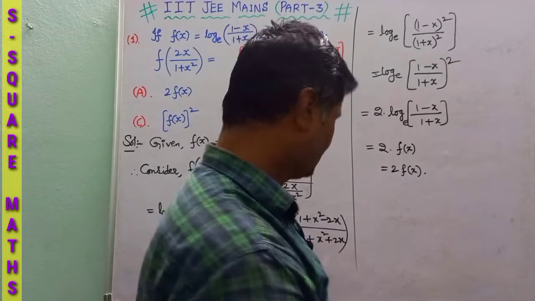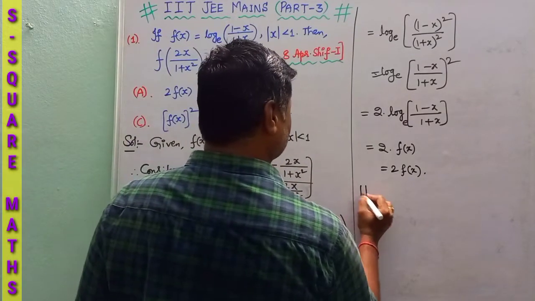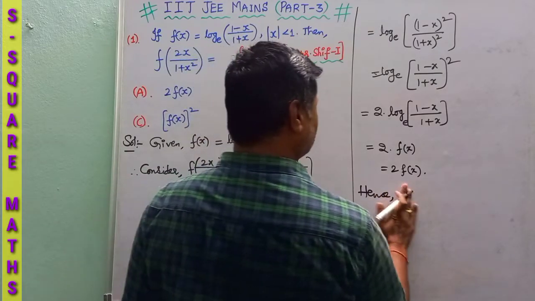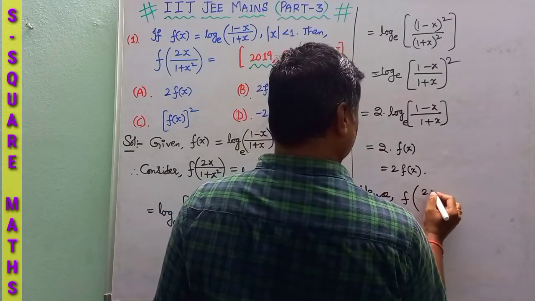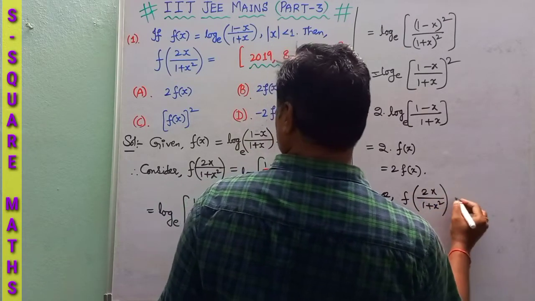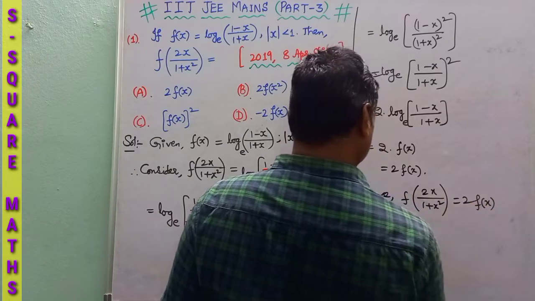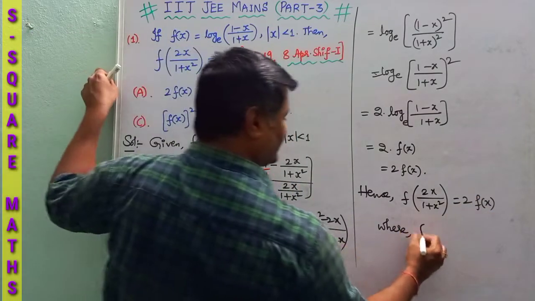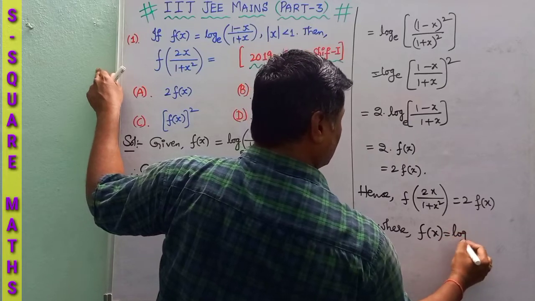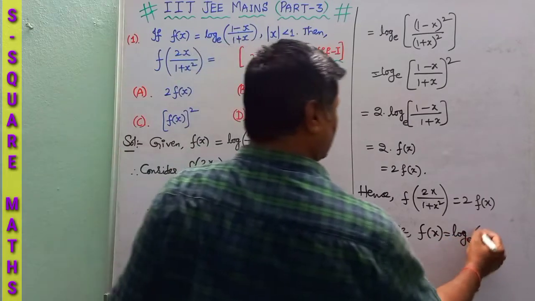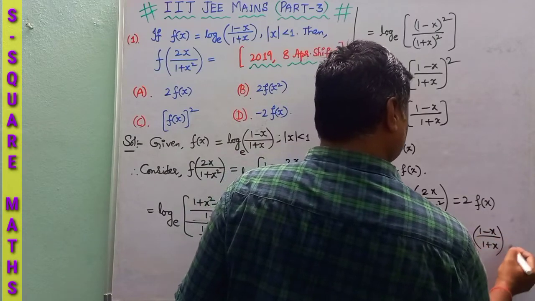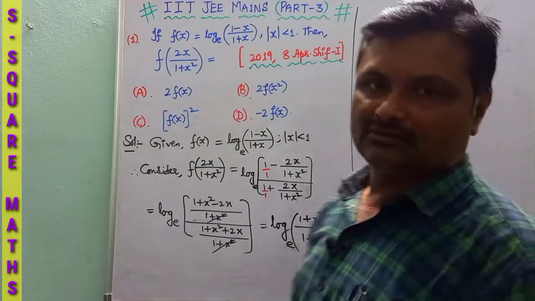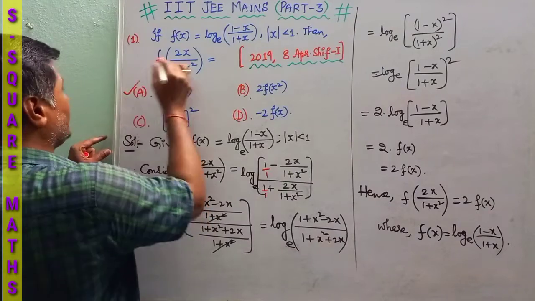Therefore, I can write, hence, f of 2x by (1 plus x square) is equal to 2f of x, where my f of x is defined as log with respect to the base e of (1 minus x) by (1 plus x). So this plays an important role. After completing the problem, option A is the answer.